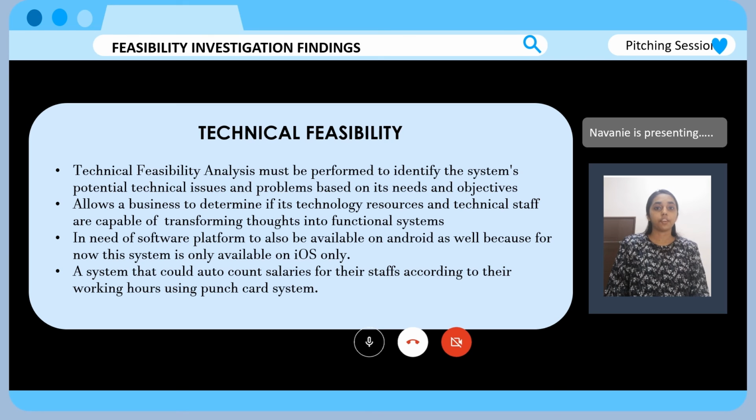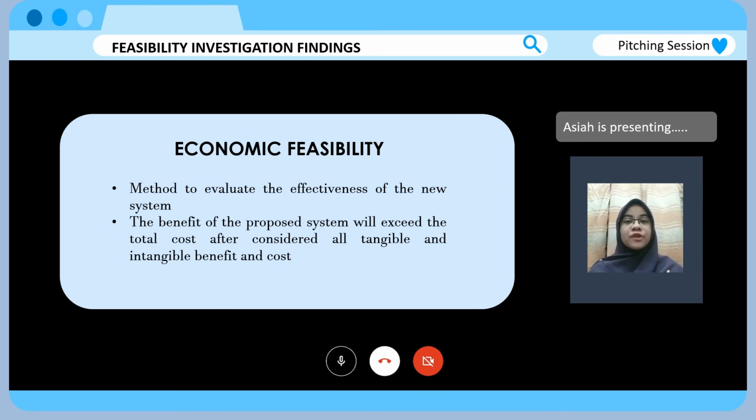As for the cafe, the owner wants the software platform to also be available on Android as well, because for now this system is only available on iOS. In addition, they need a system that could auto-count salaries for their staff according to their working hours using a punch card system. Next is economic feasibility.